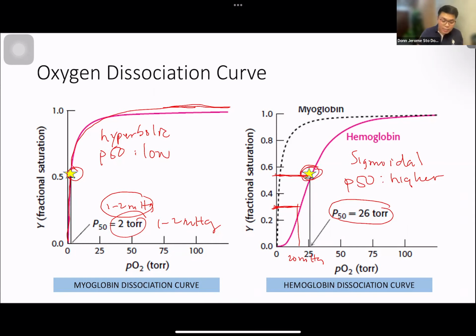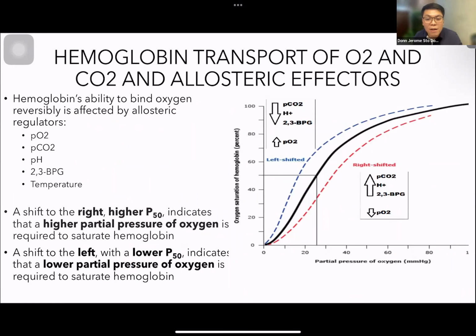So now, let's discuss the different allosteric effectors to your hemoglobin. Allosteric effectors only apply to your hemoglobin and not to your myoglobin, because allosteric effectors affect the binding and the release of oxygen to your hemoglobin. So these are the factors or regulators that affect oxygen binding to your hemoglobin: PO2, partial pressure of oxygen, partial pressure of carbon dioxide, pH, 2,3-BPG, and temperature.